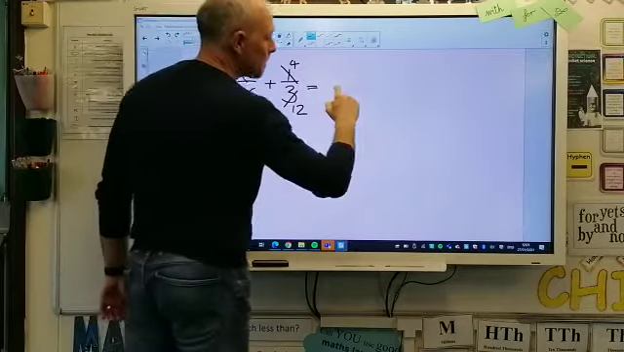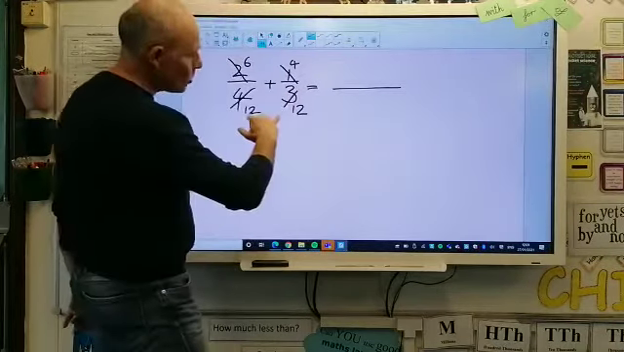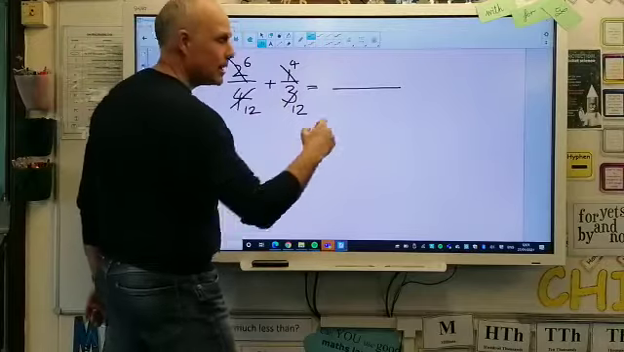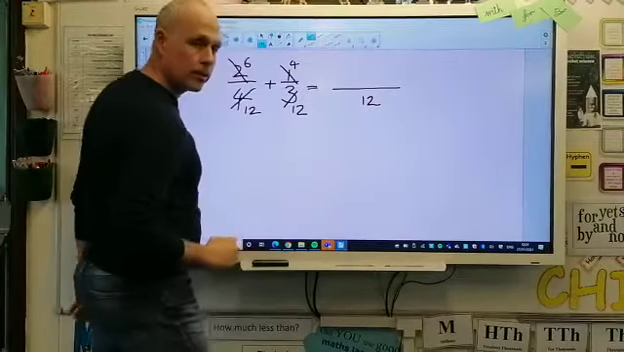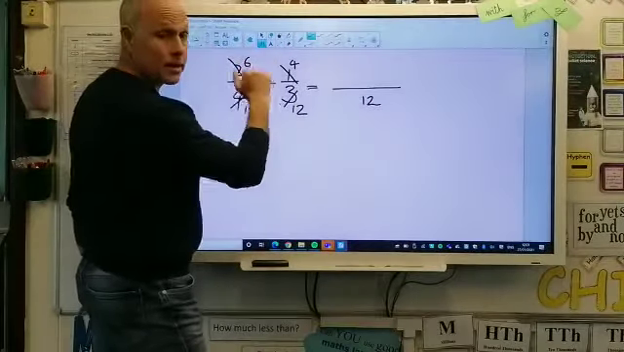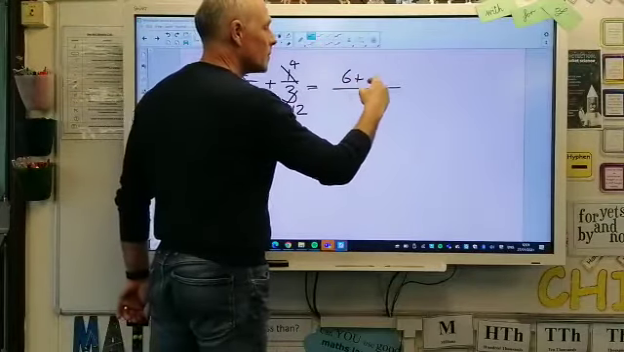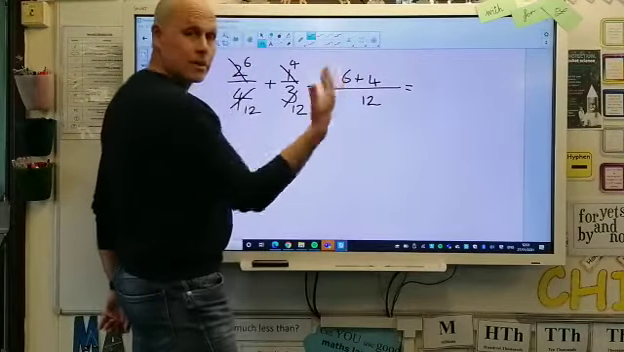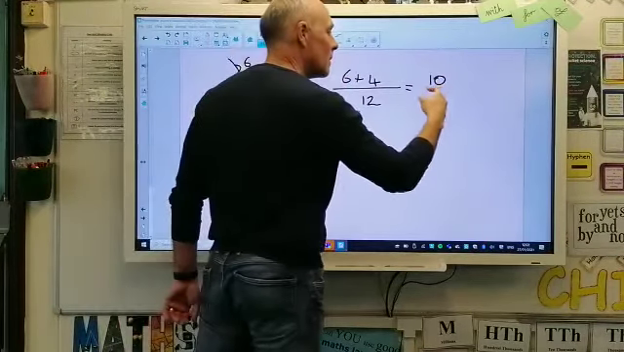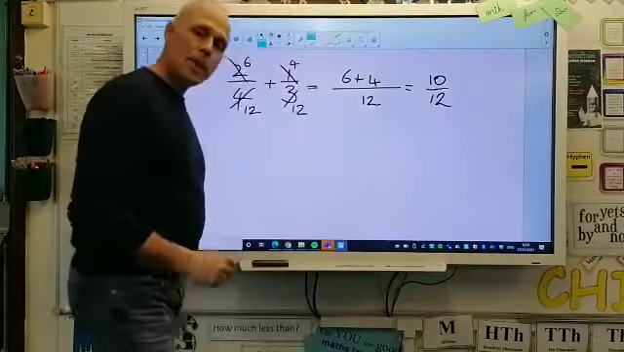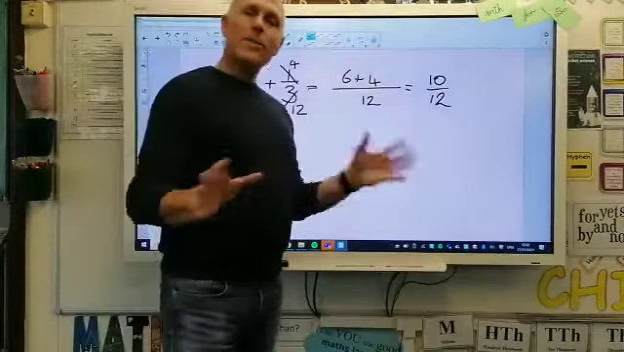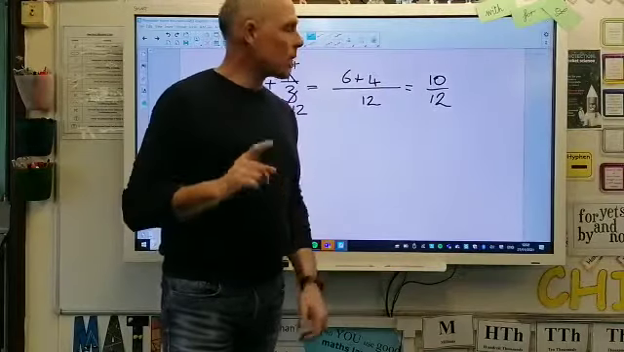Once you've done that, draw a line and put your denominator underneath. So we're talking about 12ths. Then you can write 6 add 4 above it. 6 plus 4, 10. 10 twelfths. Now if you get that as an answer, that's fantastic, I'm happy. Stop there if you're comfortable stopping there.